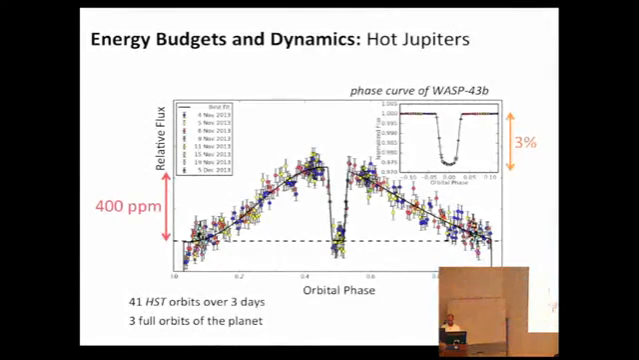Okay, so I'm going to talk about energy budgets and dynamics, and in some of these cases I'm going to talk about them at the same time because these are coupled things from an observational standpoint. And so I'm going to start this discussion with WASP-43, this spectroscopic phase curve observation that's been done. I talked about the idea of phase-resolved observations yesterday, especially for tidally locked close-in exoplanets.